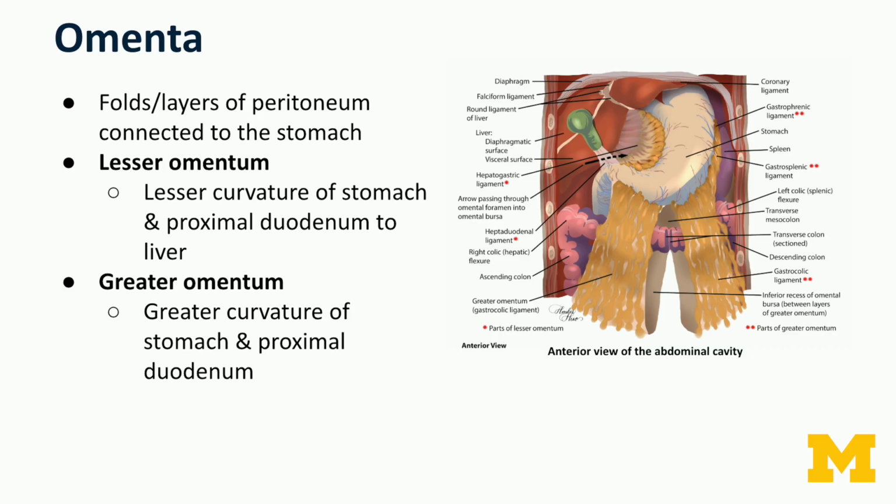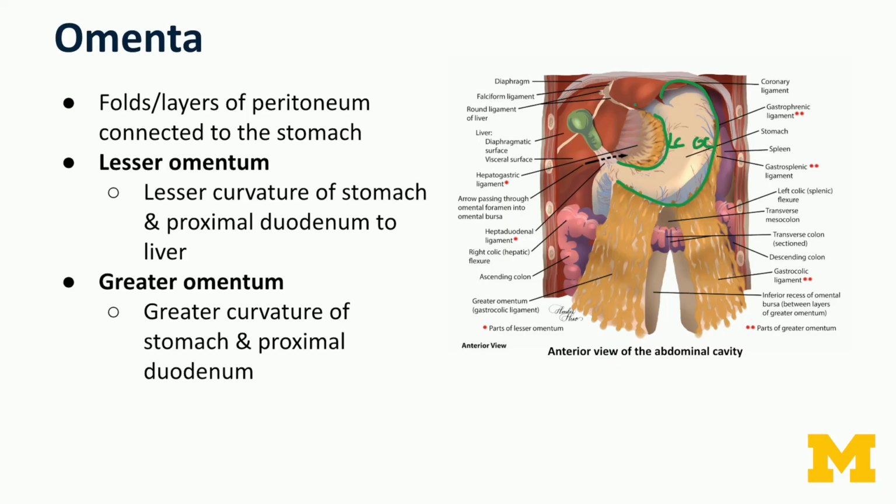Omenta are folds or layers of peritoneum that are associated specifically with the stomach and, to a lesser extent, the proximal duodenum, as we'll see. Now, the stomach as an organ has a lesser curvature, which I'm outlining here, and a greater curvature, which I'm outlining here. So there's the lesser curvature, there's the greater curvature. You'll notice that the greater curvature is much larger than the lesser curvature. Well, each of these curvatures are associated with their own omenta.